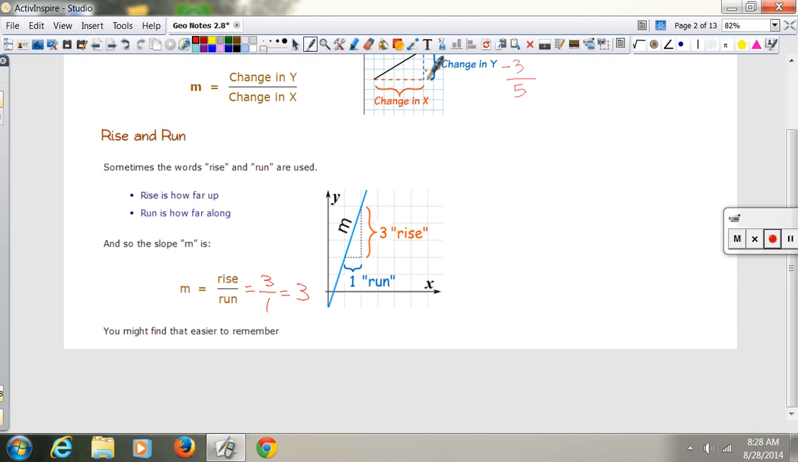Oh, you know what? You're right. We went from here. We went up 3 and over 5. So you're right. It is a positive. That is a positive 3/5. I counted backwards, so I thought it was going down. Good catch. 3/5 is correct.